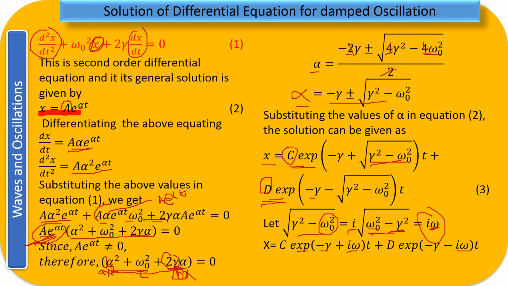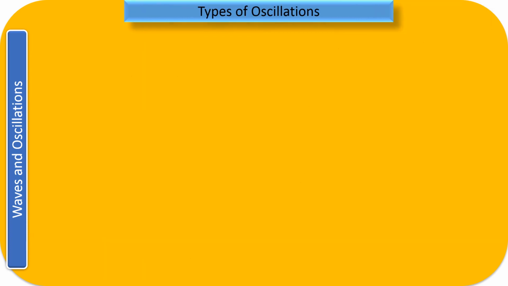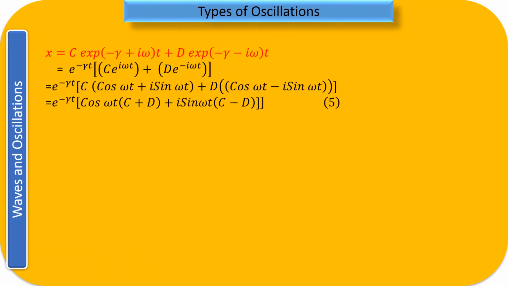So let's proceed further, right? Let's solve this. This is the equation that we have seen in the previous slide. Now here you see exponential minus gamma into T, exponential minus gamma into T, because here you have got the T, so it is multiplied, and here also exponential gamma T is there, so I have taken exponential gamma T common, right? So what is left?